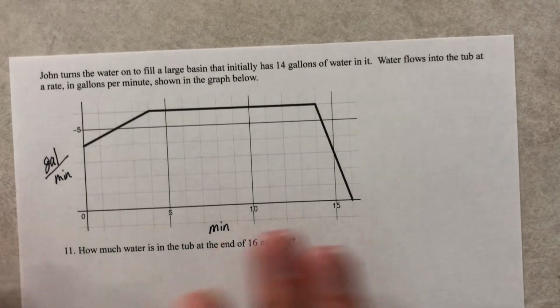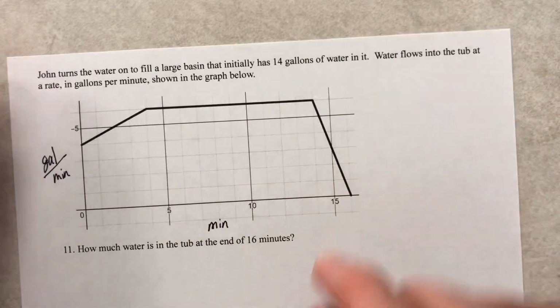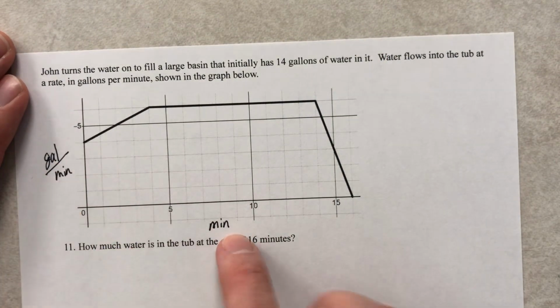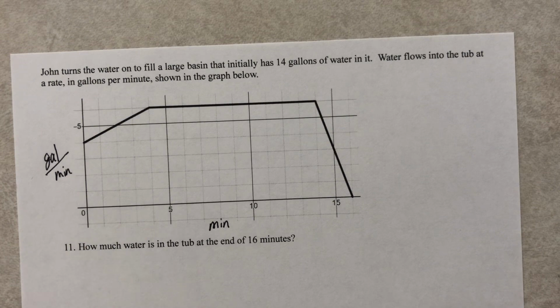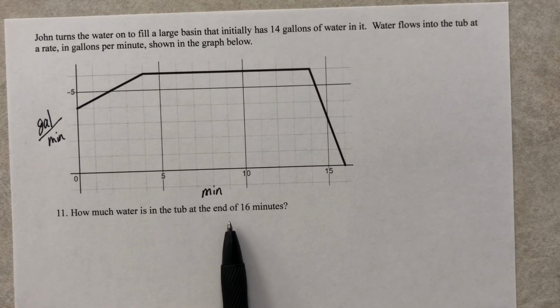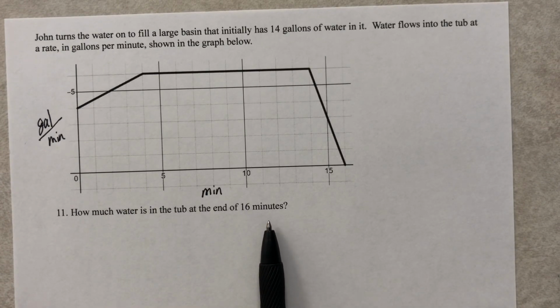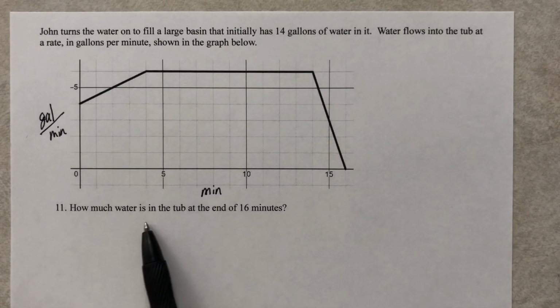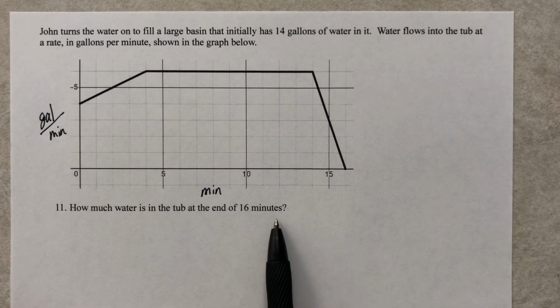And again, if this was one big rectangle, the whole thing was a rectangle, I would find the area by going gallons per minute times minutes. Minutes cancel, I get gallons, we're good. How much water is in the tub at the end of 16 minutes? Let's find out. This is fun. You're going to love this. How much water is in the tub at the end of 16 minutes?